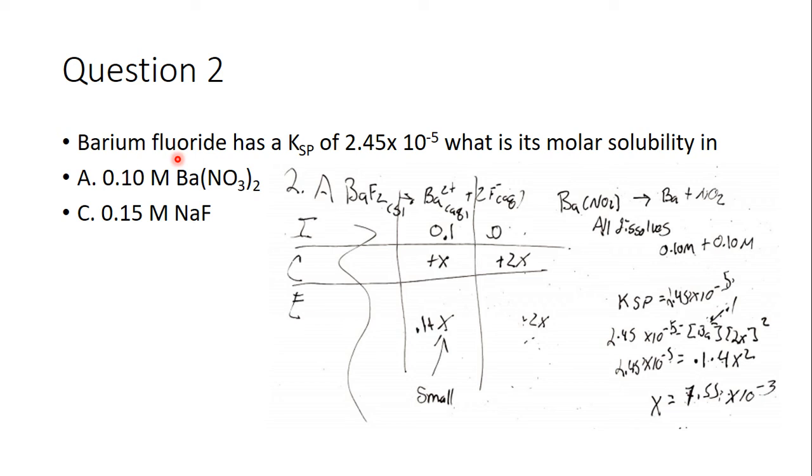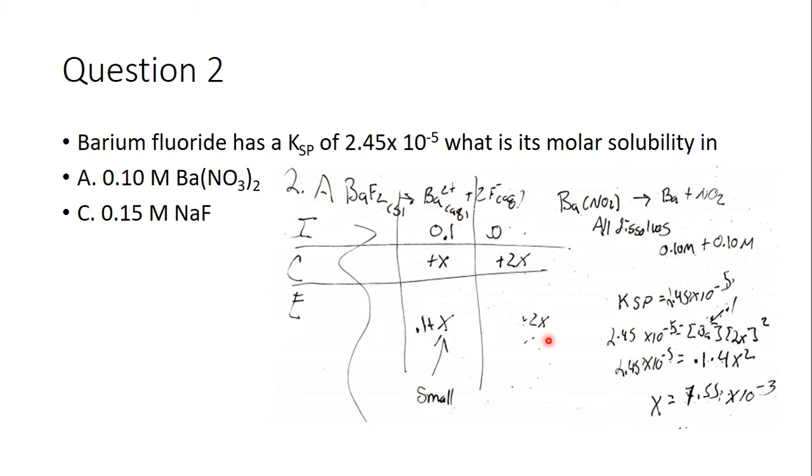Then we take this barium fluoride and drop it in. So our barium fluoride will break down to barium plus 2 fluorine. So we can set up our ice table for that. Again, we have a solid here. Now we already start with 0.1 barium. That 0.1 is coming from barium nitrate already being dissolved and already adding 0.1 barium to our solution. So 0.1 barium, no fluorine, and we're still going to make products. The change is X and 2X. So 0.1 plus X for barium and 2X for fluorine.